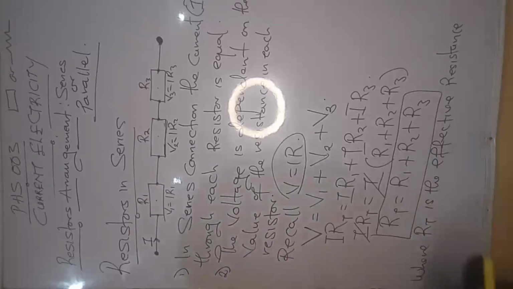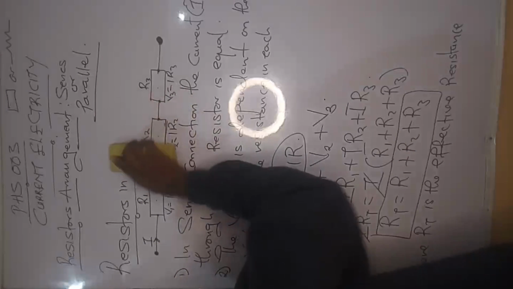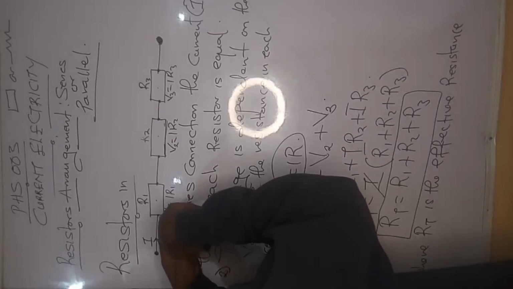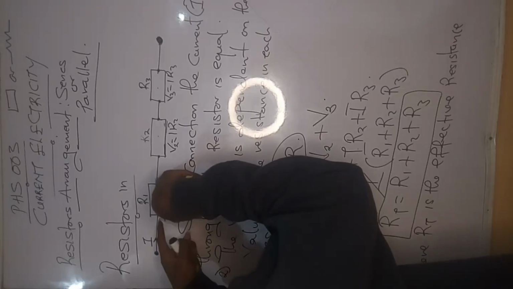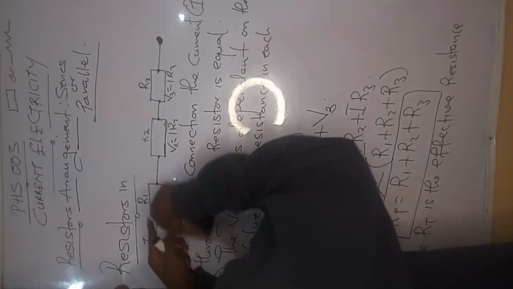So I want to go to resistors in parallel. We just finished resistors in series, so I'm going to resistors in parallel now. Remember, in series, the end of one connects to the end of the other, the end of the other connects to the beginning of the one, then the end of that one connects. So it is just linear.